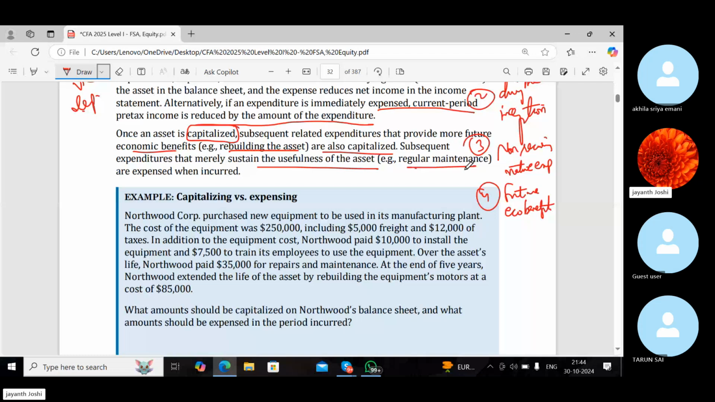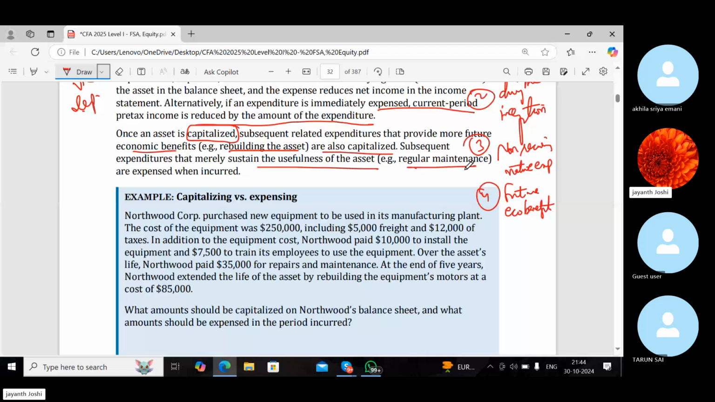Would correspond or new equipment to be used in its manufacturing plant. The cost of the equipment is 2,50,000 less freight charges and 12,000 of taxes. Okay. Again, they paid 10,000 installation and 7,500 to train employees for the use of equipment.